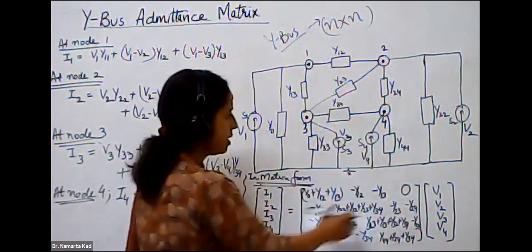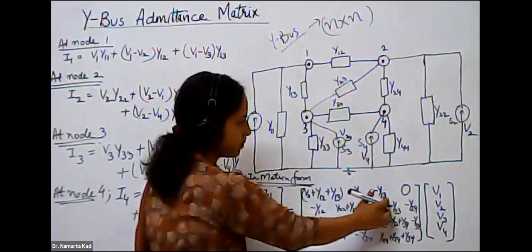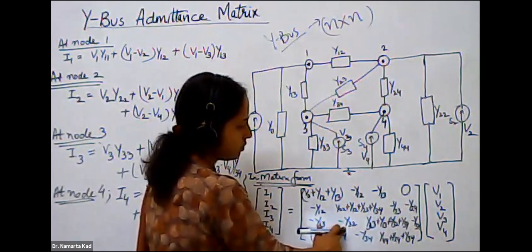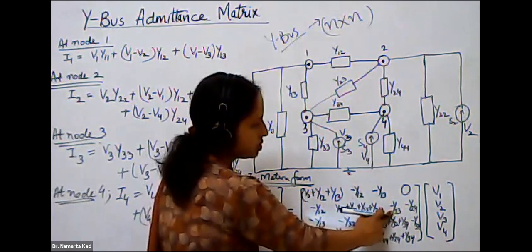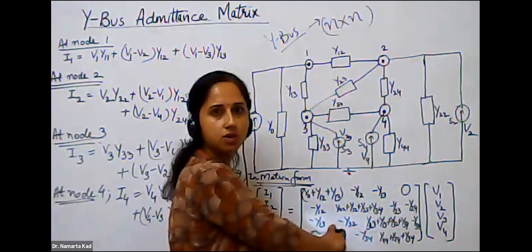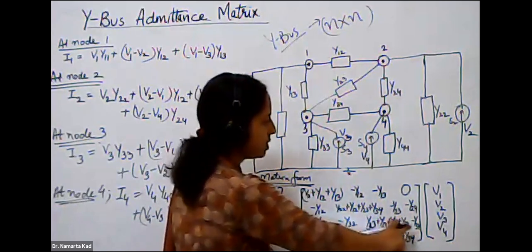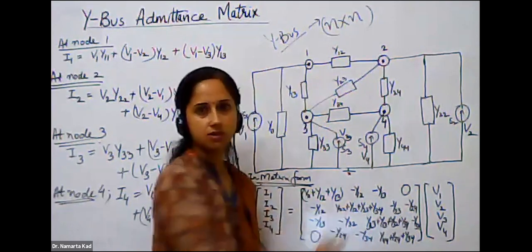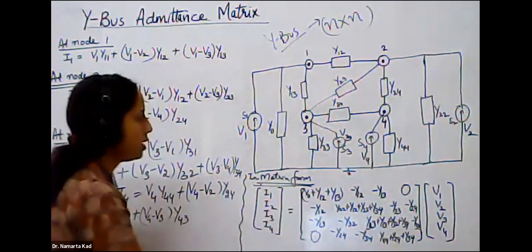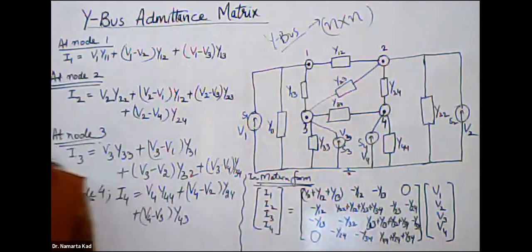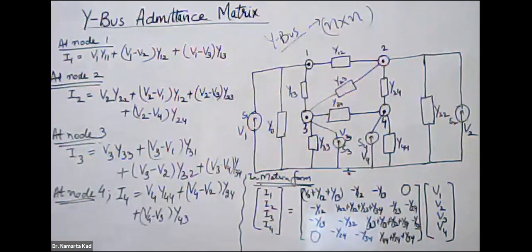Okay, similarly, this one is the same thing. Minus Y32 is the same as minus Y23. The 2,3 element is the same as the 3,2 element. And similarly, the 3,4 element is the same as the 4,3 element, like this. Okay. So this complete matrix is called the Y bus matrix.